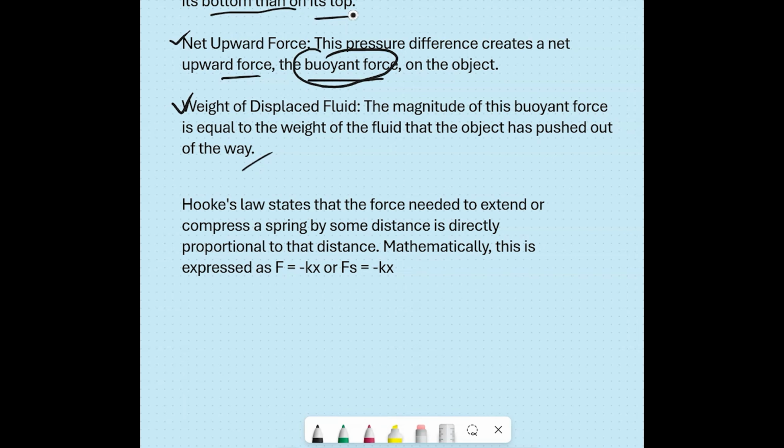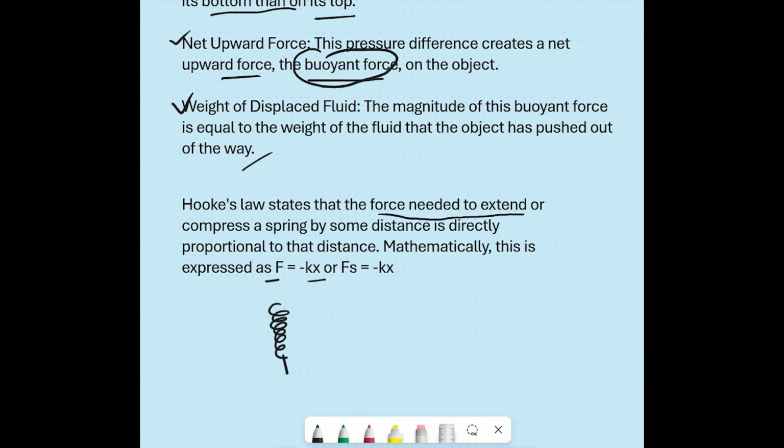The very last topic is Hooke's law, right? Hooke's law states that the force needed to extend or compress a spring by some distance is directly proportional to the distance, right? It means that the force is directly proportional to the distance. How much? So say this is a spring, right?